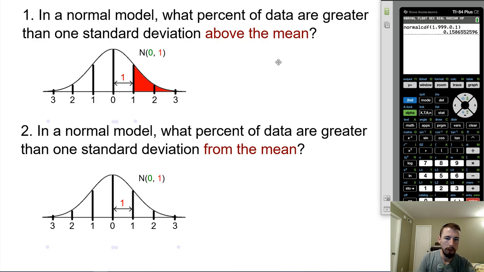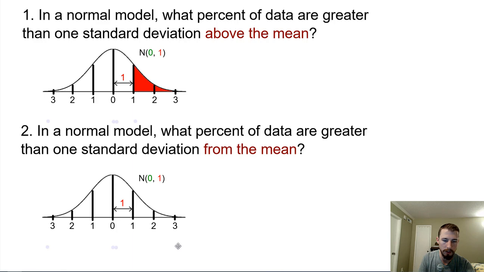All right, in a normal model, what percent of data are greater than 1 standard deviation from the mean? Okay, so this is not above the mean anymore. Now it's 1 standard deviation from the mean. So how does that change our distribution, or how does that change our answer? Instead of just being above the mean, we want to know if it's more than 1 standard deviation away from the mean, which also would add the negative tail here as well. So this would be how many standard deviations we are below the mean.